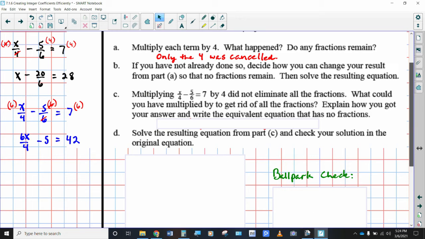Why don't you think about what that multiplier might be? We'll pause for a second to give you a chance to think about it. All right, have you thought about it? The 4 and the 6. Remember what we talked about at the beginning of this lesson, the idea of a least common multiple or least common denominator. What could you multiply times every term that would not only cancel out the 4, but would also cancel out the 6? If you said 12, you got the least common denominator or least common multiple. If you said 24, that would technically work too. Actually, any multiple of 12 would work.